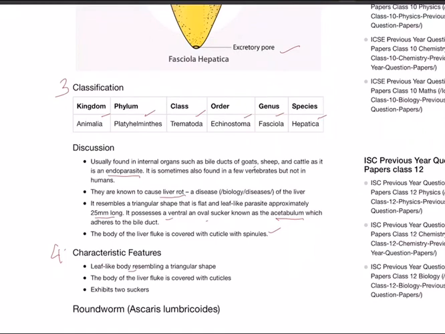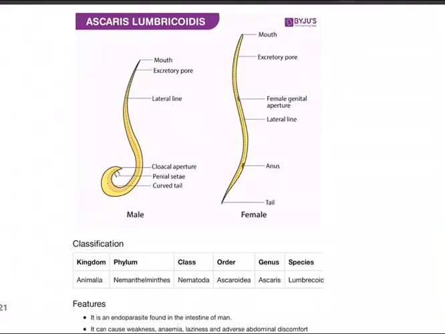Okay, characteristic features. It has a leaf-like body resembling a triangular shape. The body of the liver fluke is covered with cuticle and exhibits two suckers. And not to forget, you should compulsorily write that it is an endoparasite. So these are the things. We go to the next one, that is roundworm.